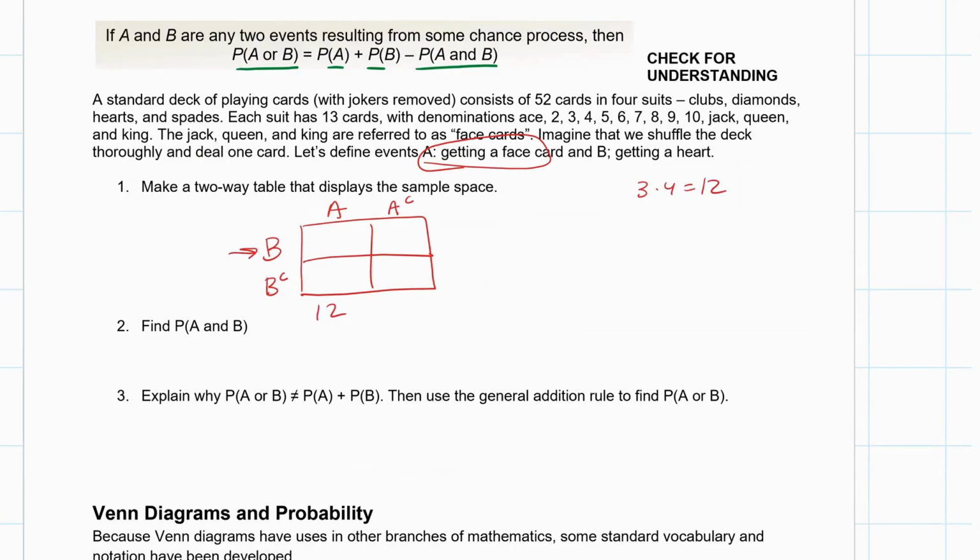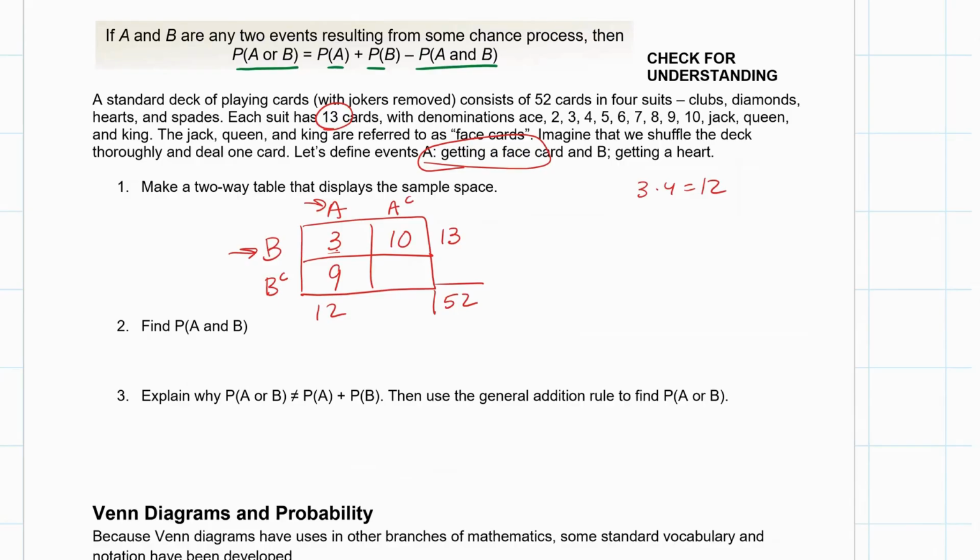How many hearts are there? Well, for each suit, there's 13 cards, so we'll put a 13 there. How many hearts that are face cards exist? And the answer to that question is that there's 3: the Queen of Hearts, the King of Hearts, and the Jack of Hearts. Now, because we know there's 52 cards, we can actually start filling in all the rest of the table. Of the hearts, there are 3 face cards, so there are 10 non-face cards. For face cards, there are 3 that are hearts, so there are 9 that are not hearts.